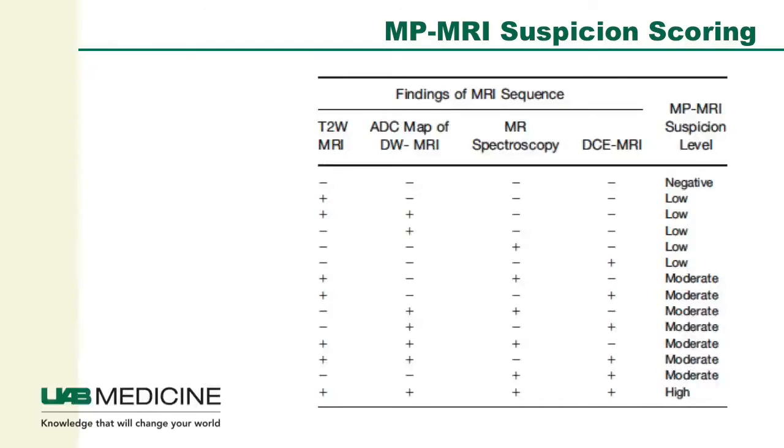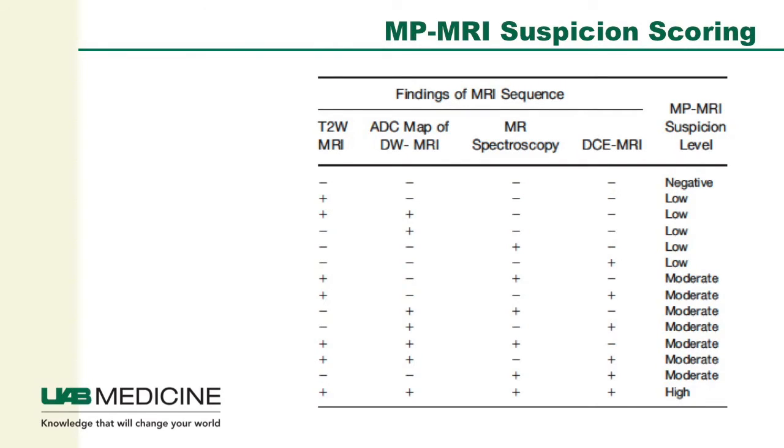One of the ways that we score these images are specifically looking at each of these different sequences. So we can develop a Likert type scale to look at each of these different sequences and say, is this positive or negative for prostate cancer, so we can objectify this to some degree.